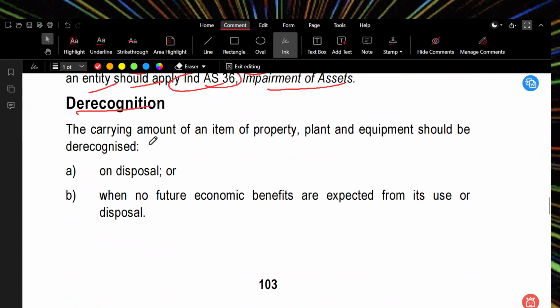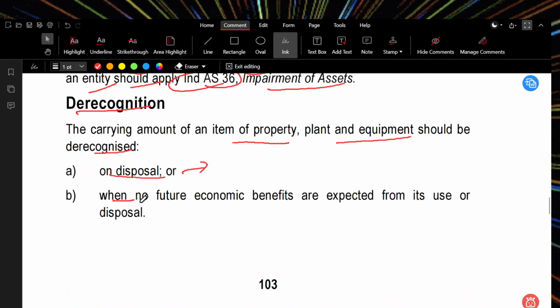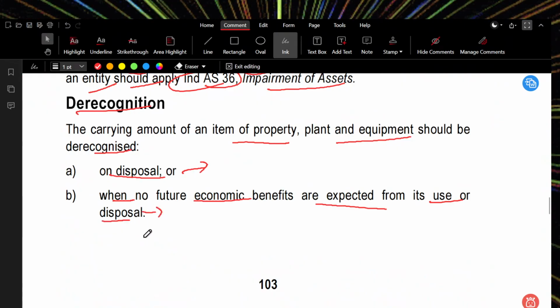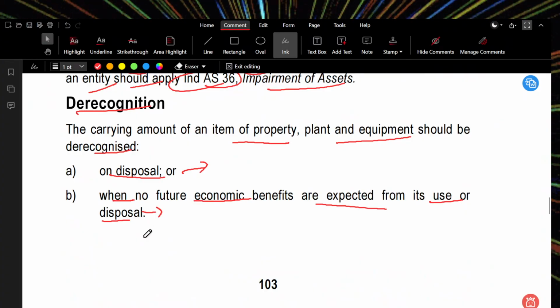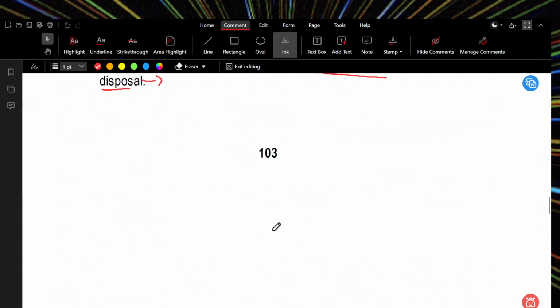Derecognition: totally removing it, not recognizing it. The carrying amount of property, plant and equipment should be derecognized on disposal, or when no future economic benefits are expected from its use or disposal. So if I have an asset that has been thrown off, then you should derecognize it. I have an asset which can't be used for anything, it is going to stay simple, I'm going to scrap it, it has no use for me right now. Then you derecognize it from the books of account.